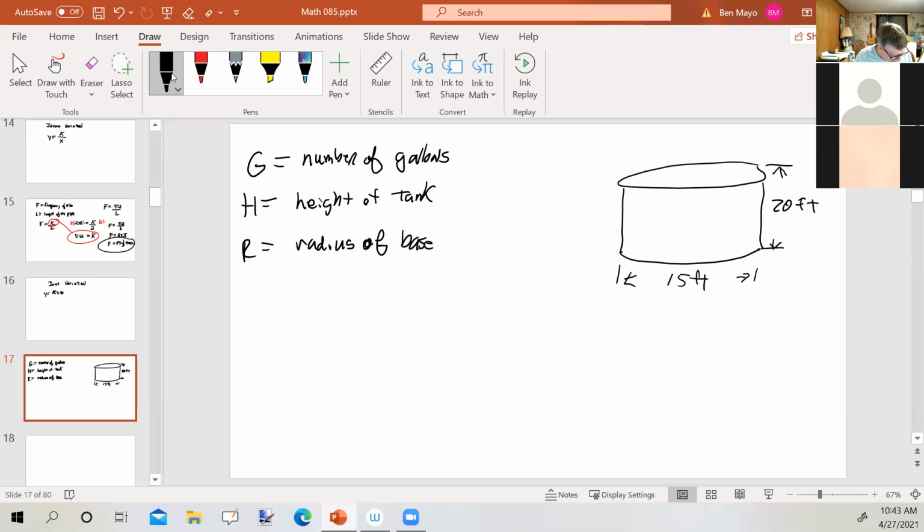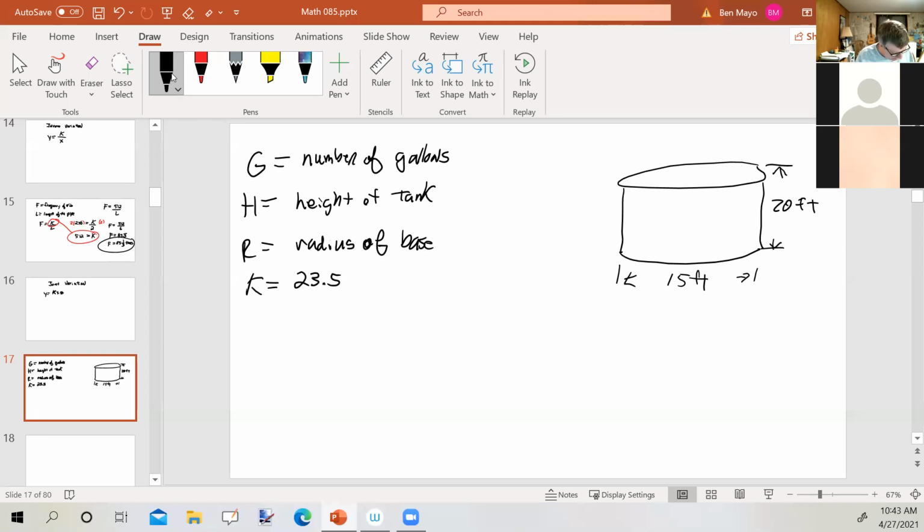The constant of proportionality, or the variation constant, is 23.5. So in this rare case, they not only mention K, but they tell us what it is. It says, find the number of gallons that can be stored in a cylindrical tank shown. So we've identified G for gallons, H for height, R for radius, and K is given as 23.5.